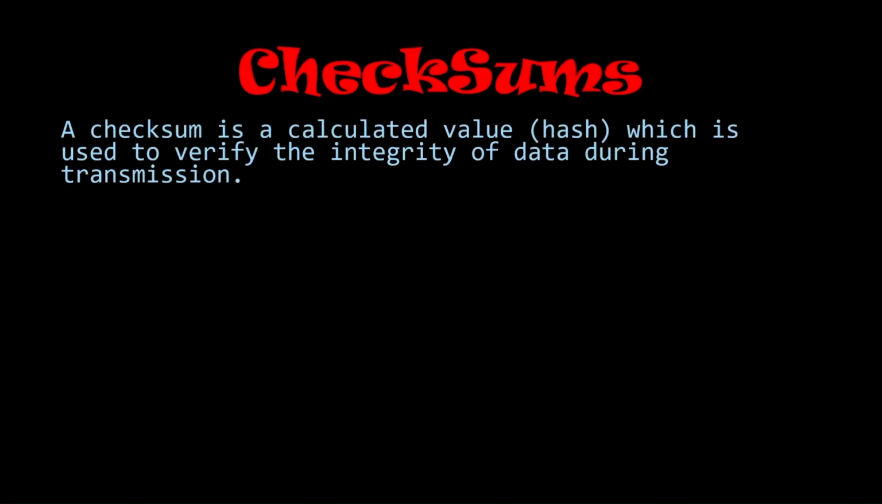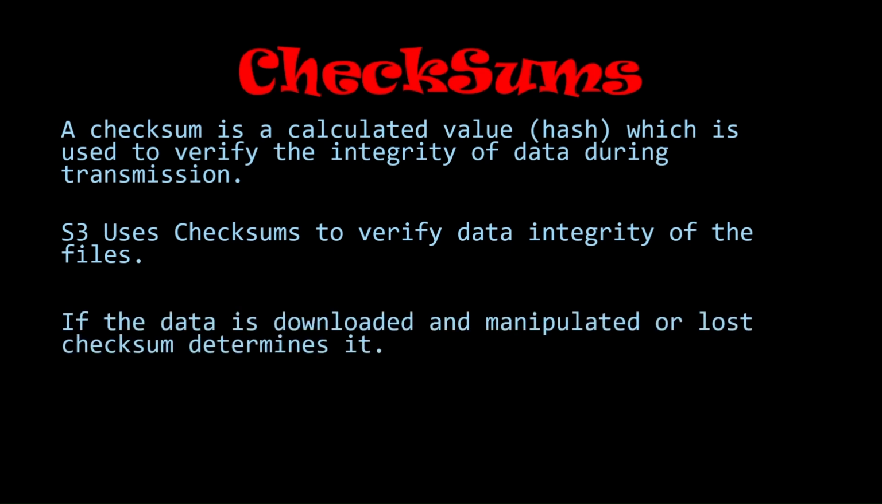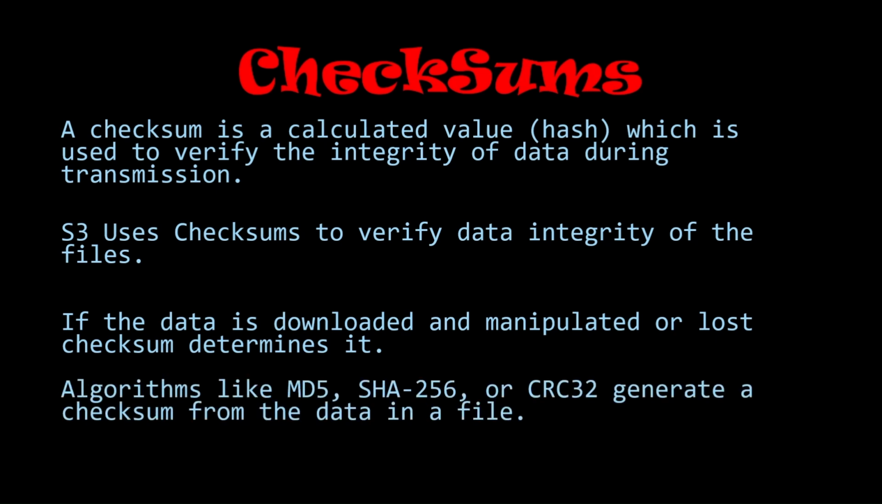Now let's learn a bit about checksums. A checksum is a calculated hash value which is used to verify the integrity of the data during transmission. And S3 uses checksums to verify the data integrity of the files. So, if the data is corrupted, manipulated or lost, the checksum determines it. Algorithms like MD5, SHA-1, SHA-256, CRC32 generate the checksum from the data in a file.